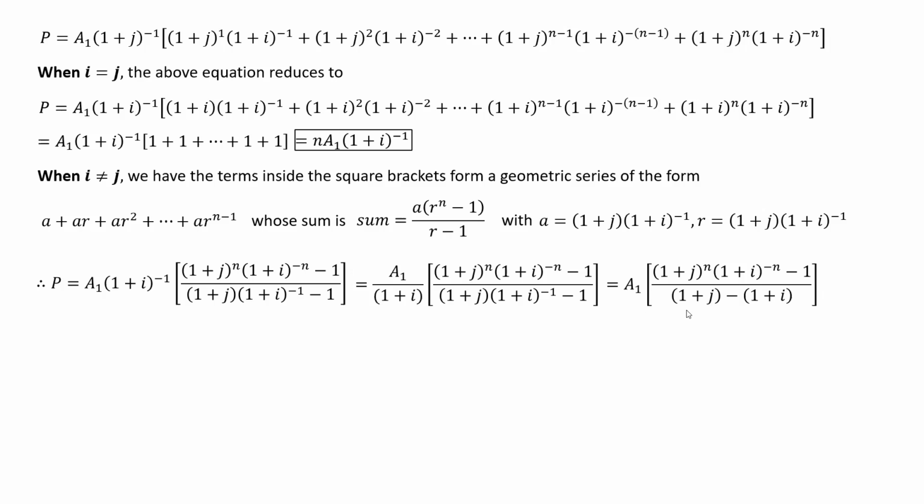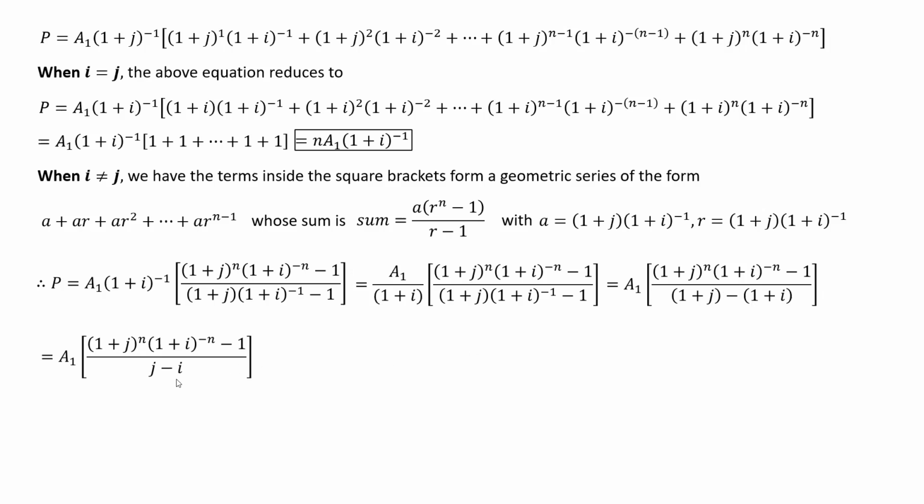But wait a minute. In the bottom, do I have 1 plus j minus (1 plus i)? Can I not just simply distribute the negative sign and write this as 1 plus j minus 1 minus i? And so 1 and minus 1 add up to 0. And would I get j minus i? Yeah.